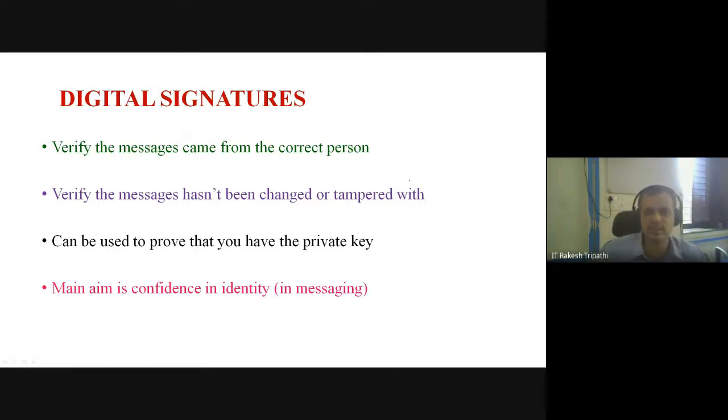So digital signature, it came from the correct person. You have to check it. You have to also be sure that the message which is sent and the signature which is there down, this has not been modified. This message and signature has not been modified to M prime and signature prime. It should be intact. Message should not have been tampered. And it is also used to prove that whoever has created the signature, he is having the private key corresponding to the public key with which the signature was created. I will tell you what it is, what do I mean by this.